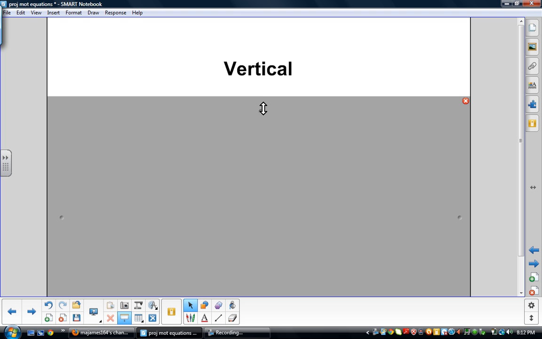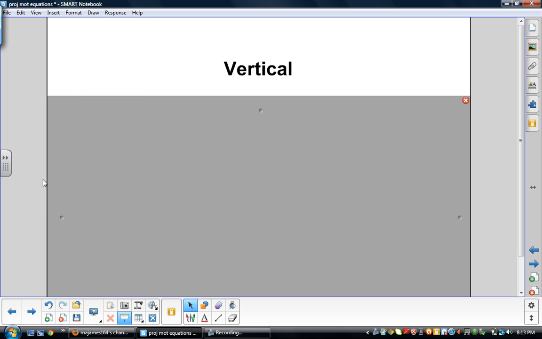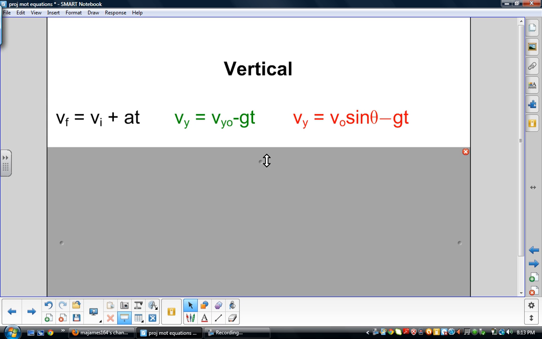Alright, now let's take a look at vertical. Here are the three kinematic equations, the way that you learned them back in the day. And we're going to break them up into my color-coded way of looking at them. Here it is, Vf equals Vi plus at. And here it is totally tricked out in red, which means that I've made all the substitutions that you would make when thinking about projectile motion. And here it is in the middle. So let's focus on this one.